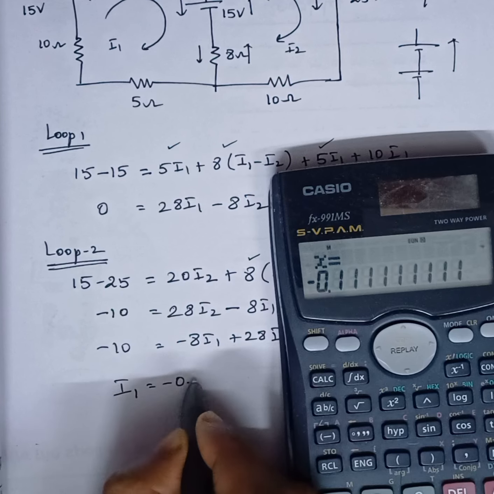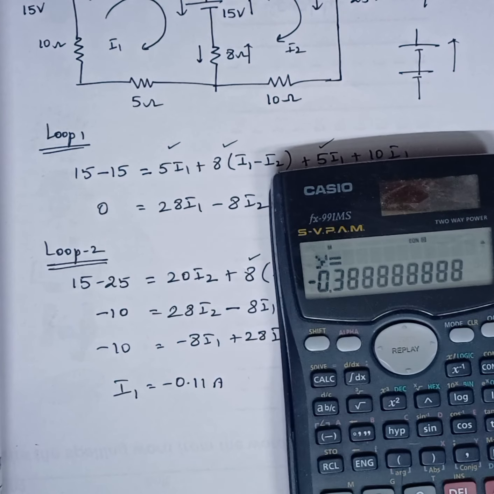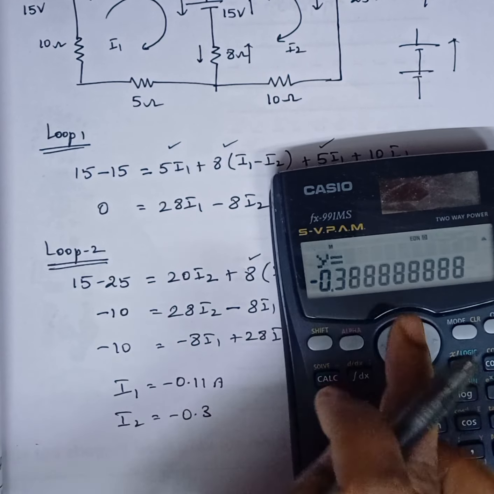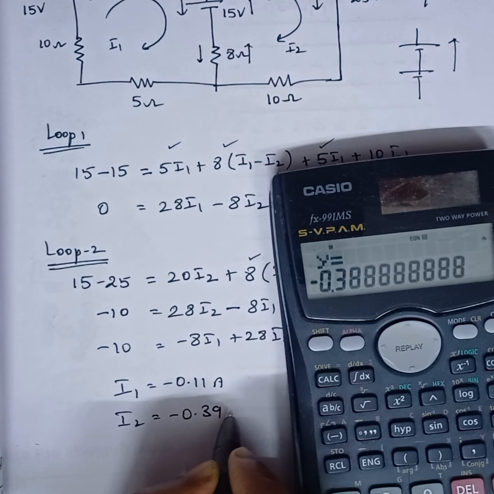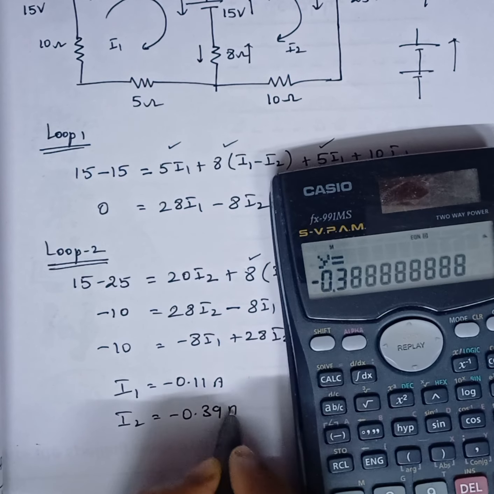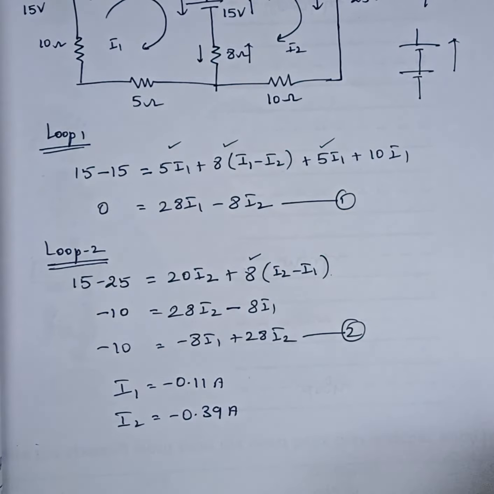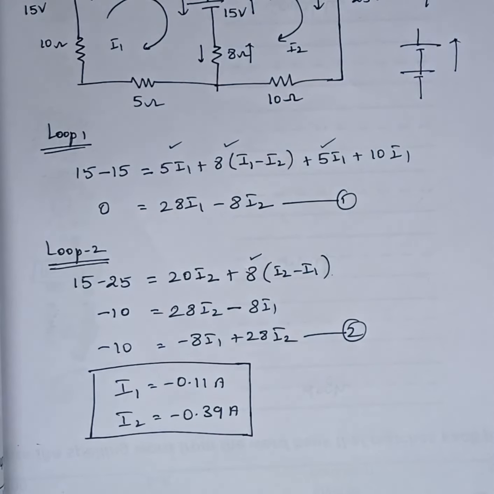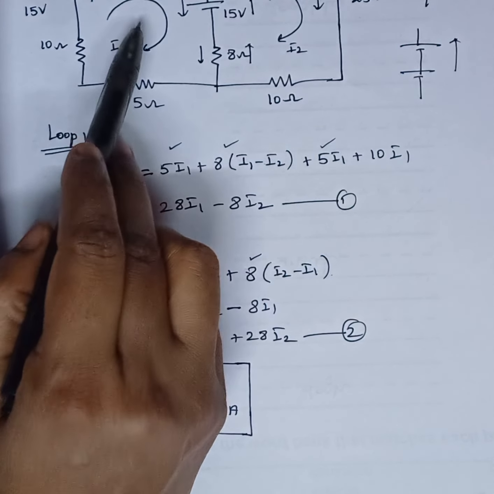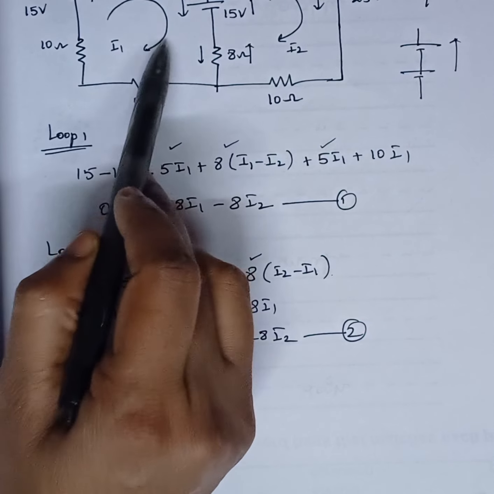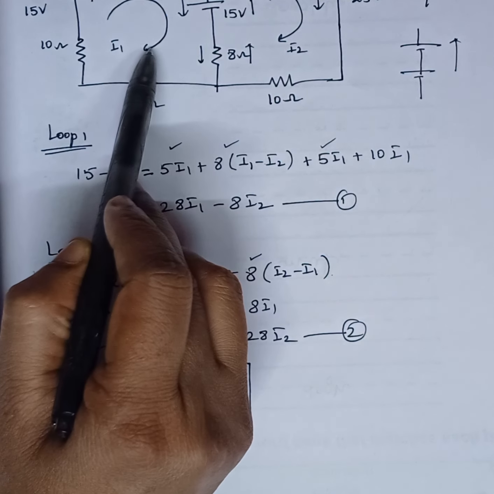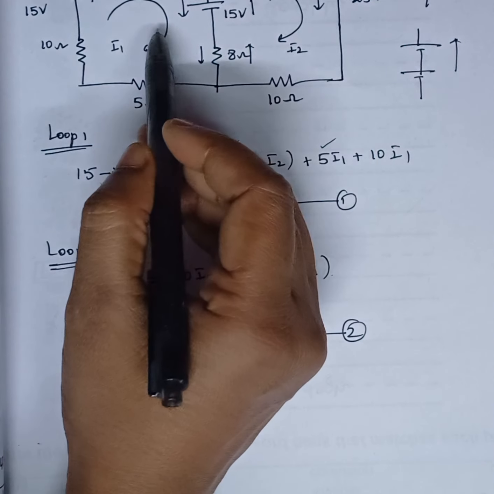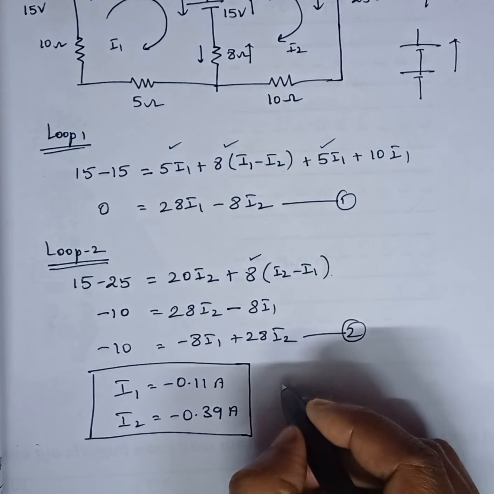I1 is equal to minus 0.11 amps. Then I2 is equal to minus 0.388, which if you round off, you get minus 0.39 amps. The negative sign in a current indicates that the direction of current is just opposite to what we assumed. The actual current direction of I1, given as clockwise, is opposite, as the I1 value is negative.